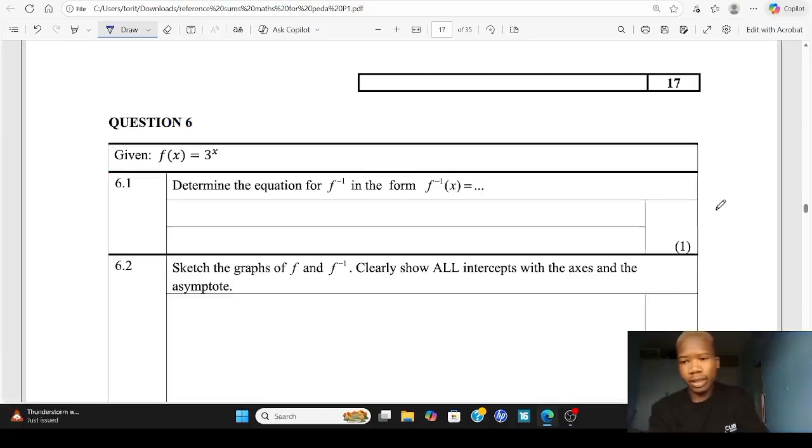Okay, then the equation f of x is equal to 3, right? Determine the equation for f to the power minus 1 of x, the inverse, right? So if this is the original equation, then our inverse will be equal to log 3x, right? So, okay.